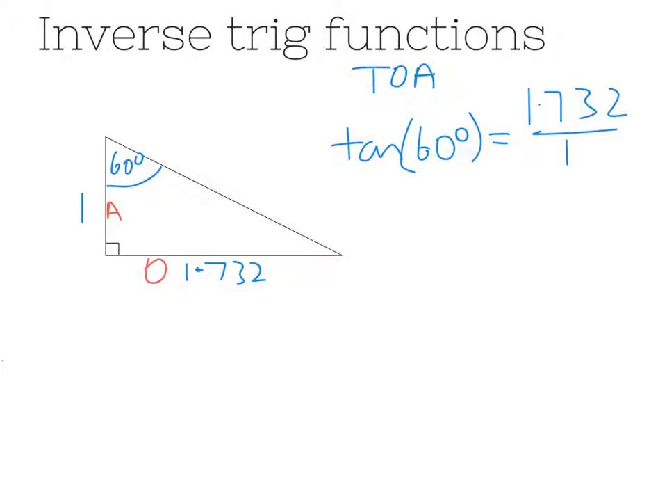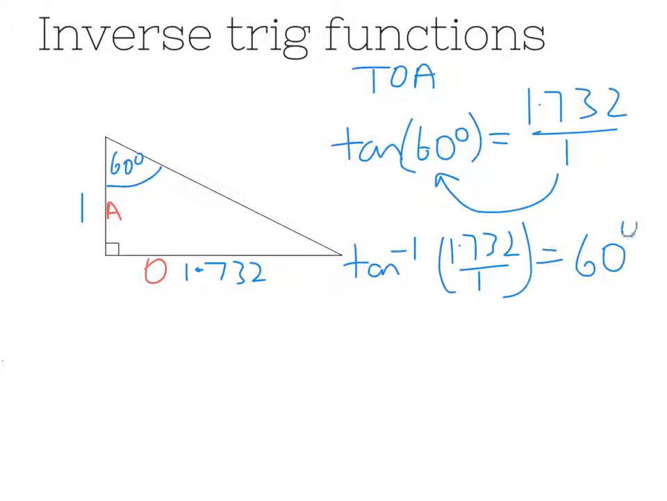We can find the angle from a given side ratio using the inverse tan function. So the inverse tan of 1.732 on 1 equals 60 degrees. We can use the inverse tan function of a side ratio to find the angle.